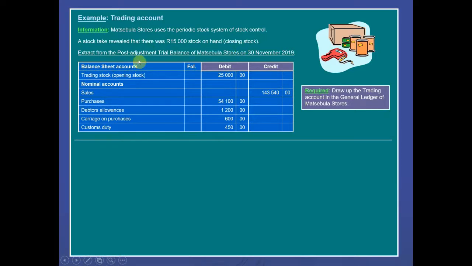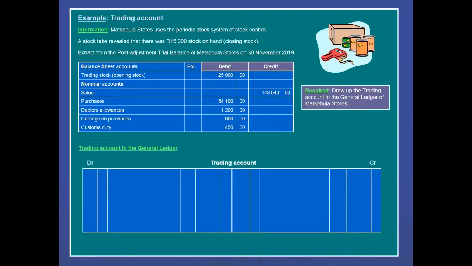We have to extract from the post-adjustment trial balance after we made our adjustments on 30 November 2019. So we see we have a trading stock, the opening stock, debit balance. It makes sense, it's an asset. In our nominal accounts we have sales, income, as a credit balance. Then we have our expense accounts: purchases, debtors allowances, carriage on purchases, and customs duty, which all should have debit balances as expenses increase on the debit side. We are required to draw up the trading account in the general ledger of Matsubula Stores.